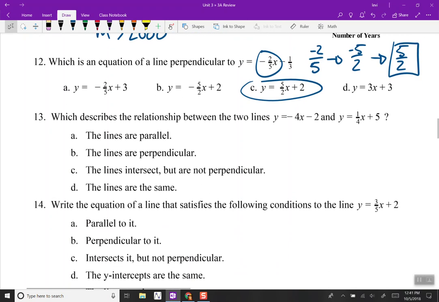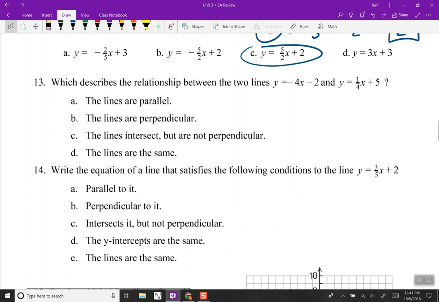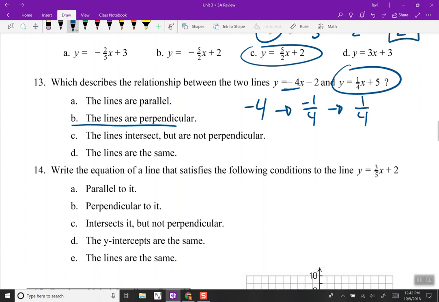13, which describes the relationship between the two lines, y equals -4x and y equals 1/4 x plus 5. So, well, -4, what's the reciprocal of -4 would be -1/4, and the opposite of -1/4 would be +1/4. So that's a +1/4, and we started here at -4. So those are opposite reciprocals, so the lines are perpendicular to each other.